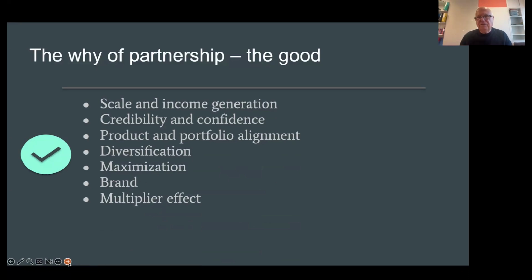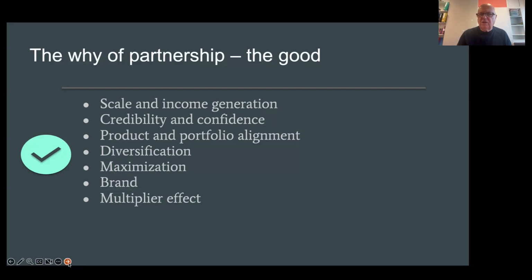It can actually diversify your content. It gives you an opportunity to work with other people. And it provides you with something we call maximization. You've got your existing services, and this aims to amplify them. And of course, it's great for your brand. The final thing that you'll often hear is it's good as a multiplier effect. In other words, it has multiple benefits that scale up.